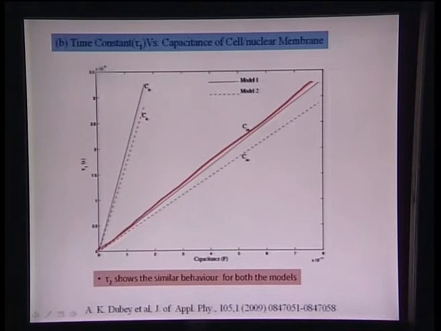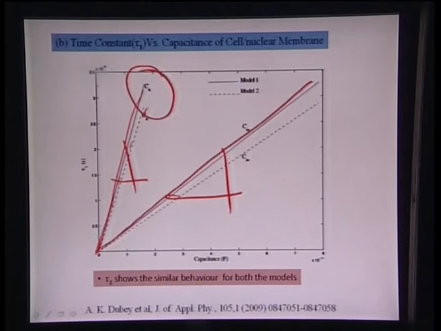So, whether the Cn increases or the Cm increases, tau is bound to increase. But what you see here is that the influence of Cn on the increase in tau is much more drastic, or much more rapid, because the slope is much higher compared to the slope of tau versus kappa Cm. So accordingly, you can say that Cn, the capacitance of the nuclear membrane, will have a much more marked effect on the time constant of this biological cell.